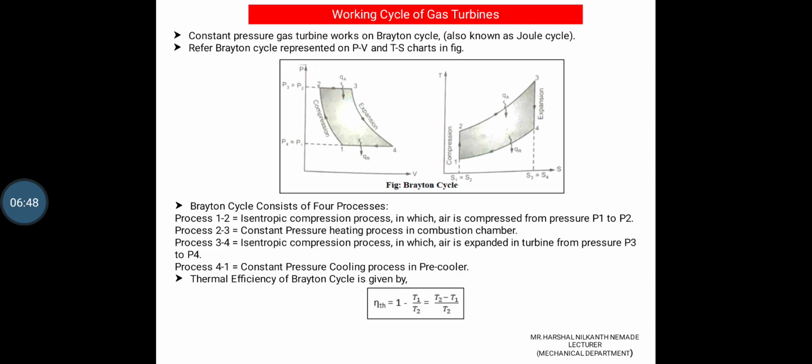The thermal efficiency of the Brayton cycle is given by: theoretical efficiency equals 1 minus (T2 minus T1) divided by T2.